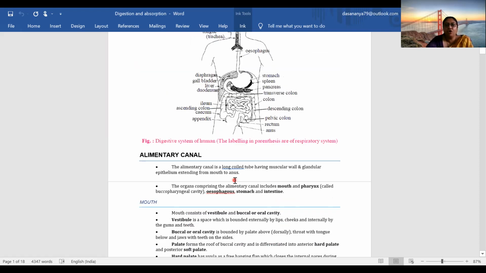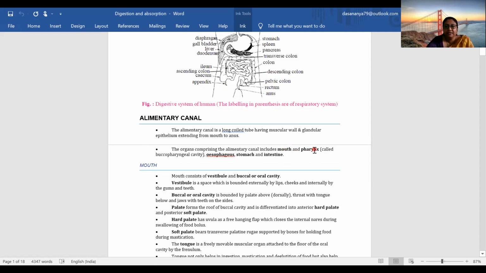The alimentary canal is a long and coiled structure. So this tube-like structure has a muscular wall, and also it has a glandular epithelium. And it starts from the mouth and it will end in the anus, through which we pass the stool. So the organs of the alimentary canal are the mouth, pharynx, esophagus, stomach, and intestine.